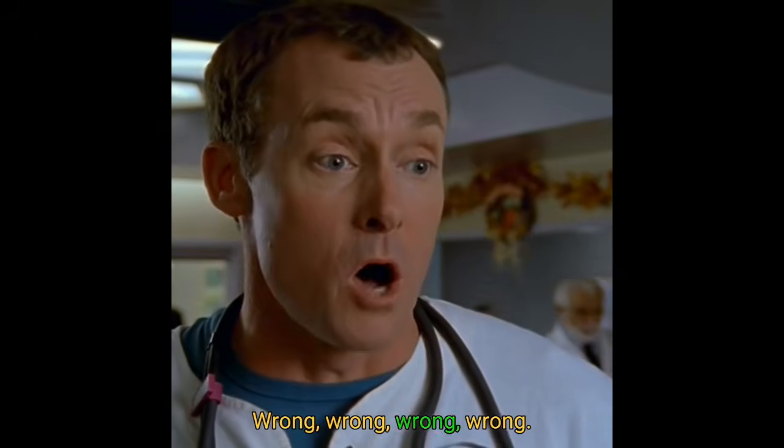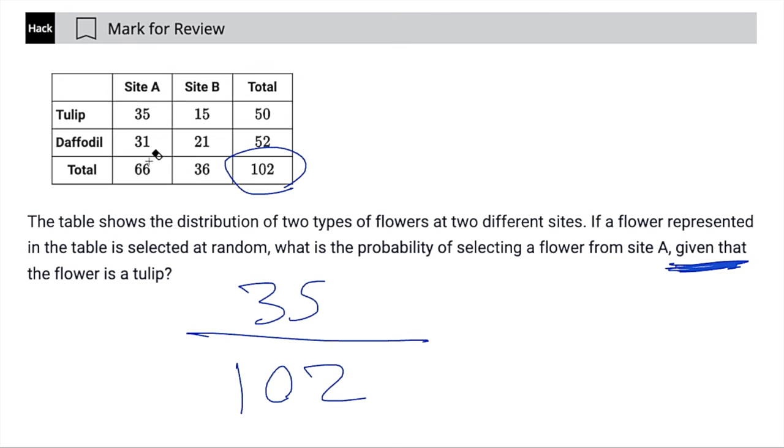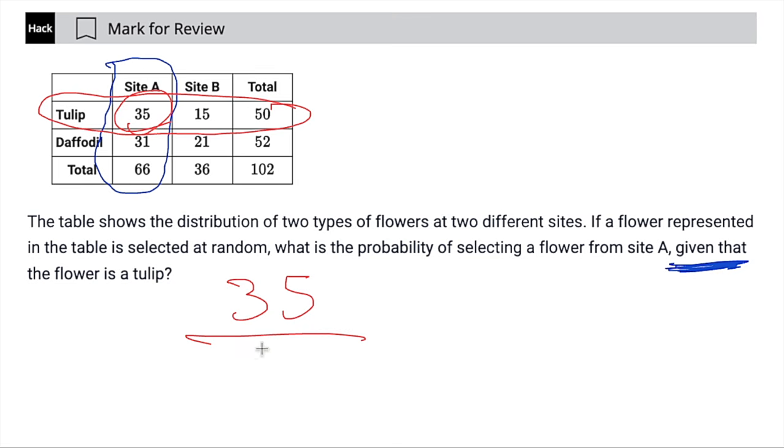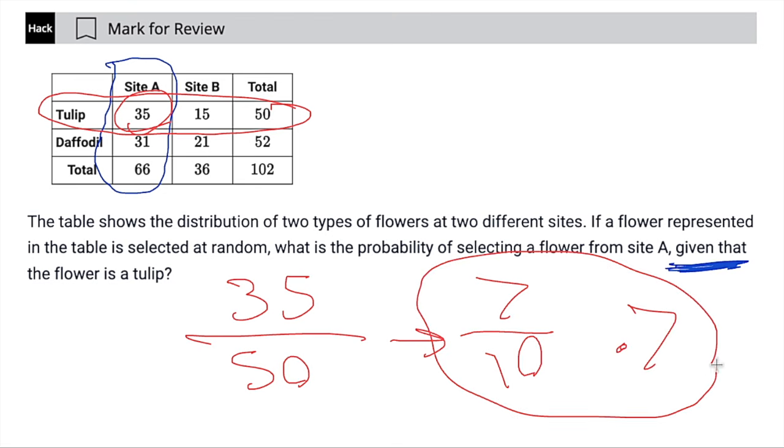Wrong, wrong, wrong. Instead, we need to make sure that we understand given that applies to our population as well. We're honing in on site A as the actual desired outcome, but then given that is going to restrict our population. So in truth, our intersection here is going to be our numerator just like before, but our total is only out of 50. So we're going to simplify that fraction. I believe that's going to be 7 out of 10 or 0.7. So our answer is going to be either 7 out of 10 or 0.7.